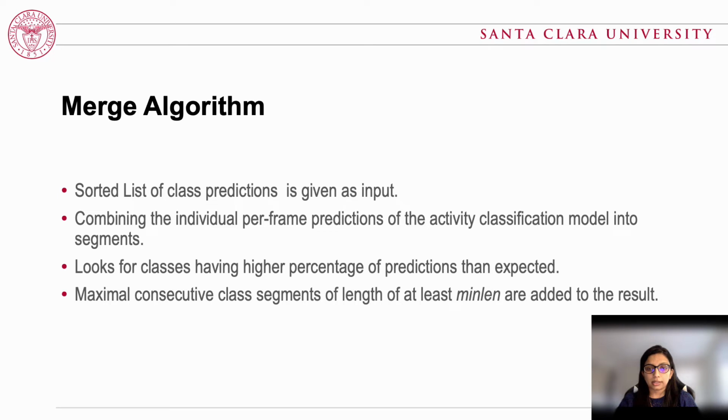Having been told that the test set follows a similar pattern as the training set, we devise a merge algorithm to identify the activity segments by merging the sequence of the same activity of sufficient length after first removing the outliers. A shorter list of class predictions is given as input, which is then combined with the individual per-frame predictions of the activity classification model into segments. It then looks for the class having a higher percentage of predictions than expected, and returns the result as a maximal consecutive class segment of that length.